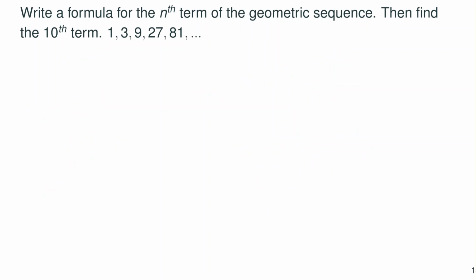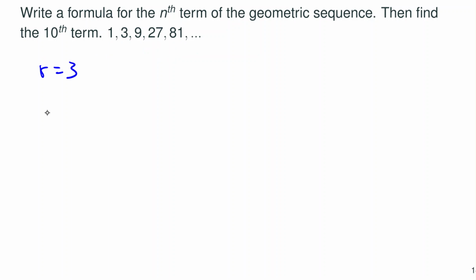Write a formula for the nth term of the geometric sequence. Then find the 10th term. So this is a geometric sequence because the common ratio is 3. We can see that we multiply by 3, right? Every time. So we know that the common ratio is 3.